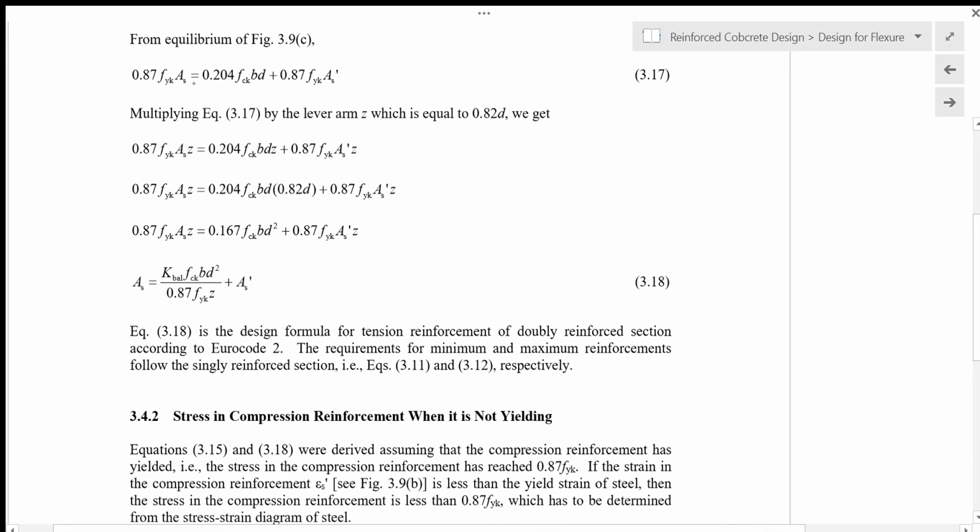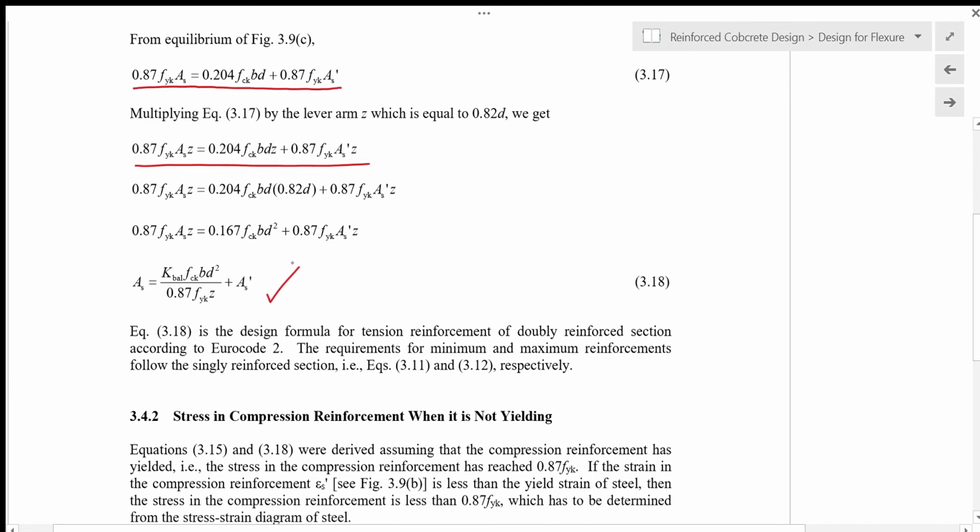So we have 0.87 fyk As equals 0.204 fck bd plus 0.87 fyk As prime. Okay, so multiplying this equation by the lever arm z, which is equal to 0.82d, we get this equation here. And then solving for this, we'll get the final equation like this.